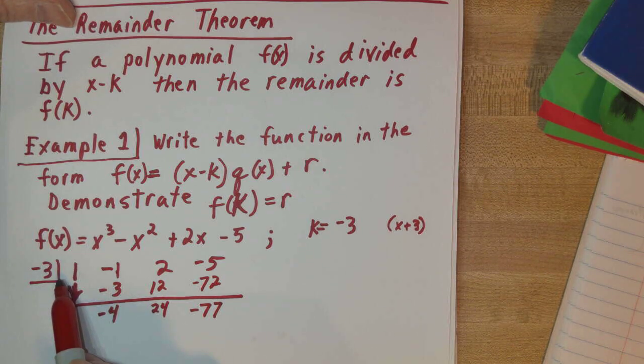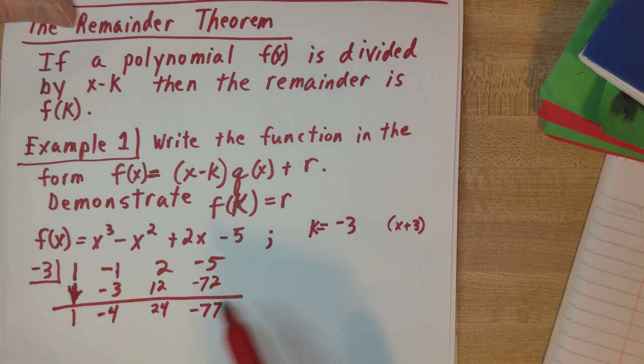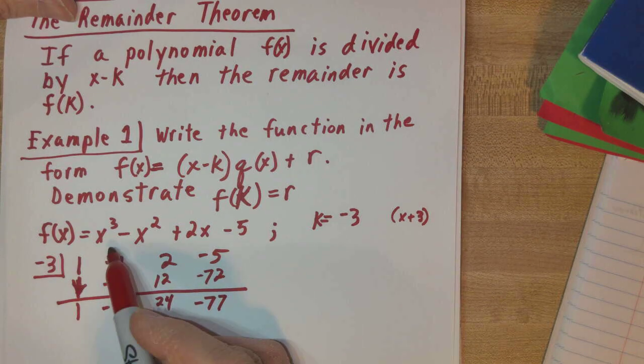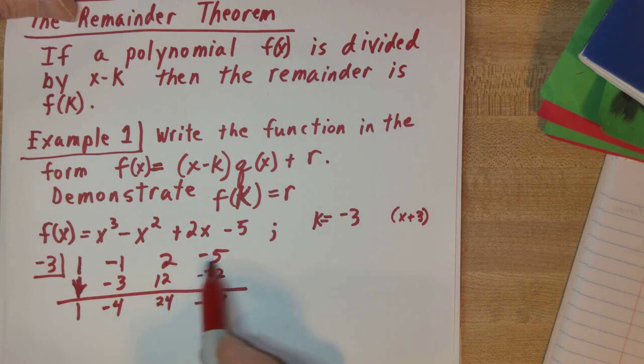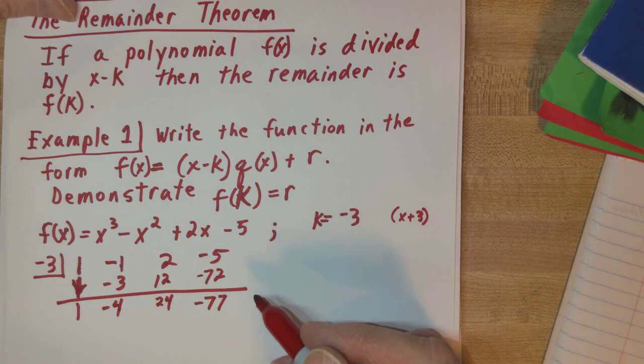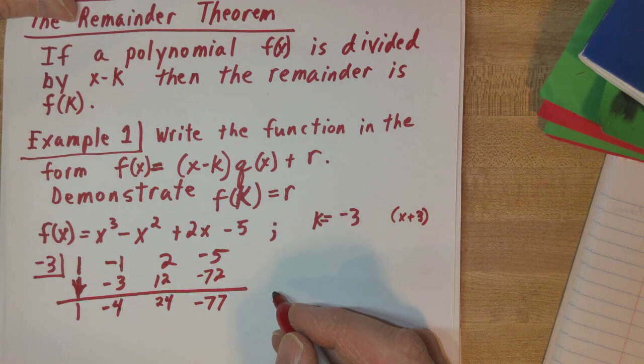Okay. And let's just keep checking this through here. I'm just checking 1, negative 1, 2, and negative 5. 1, negative 3 times 1 is negative 3. Add, that's negative 4. Negative 3 times negative 4 is positive 12. That's 24. Negative 72, negative 77. All right, we're going to find out if that's right in a second.